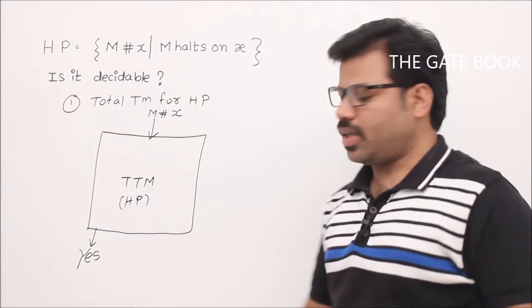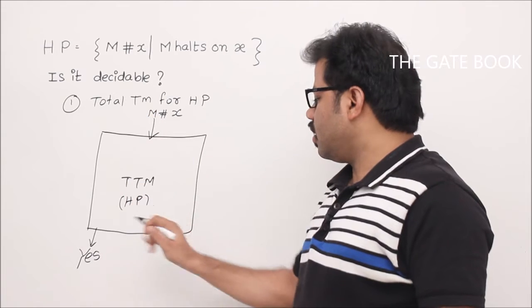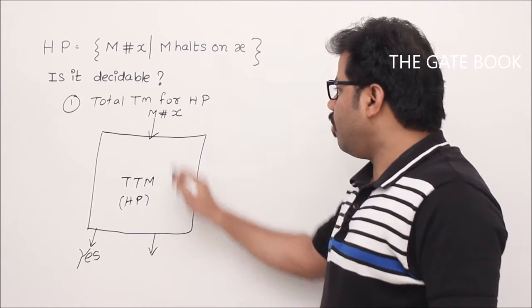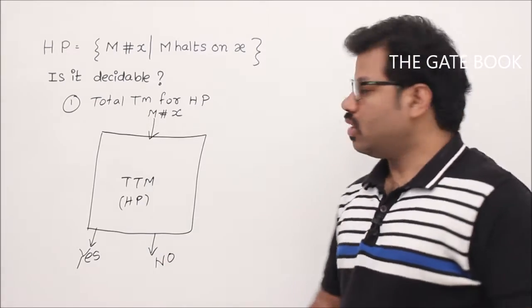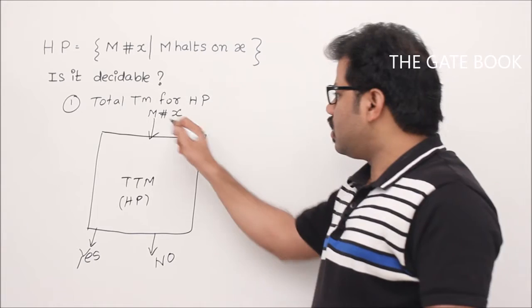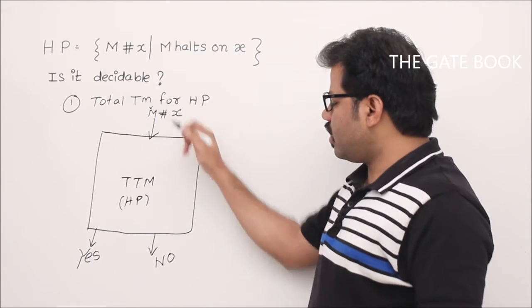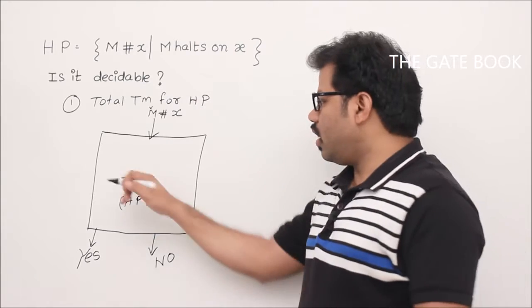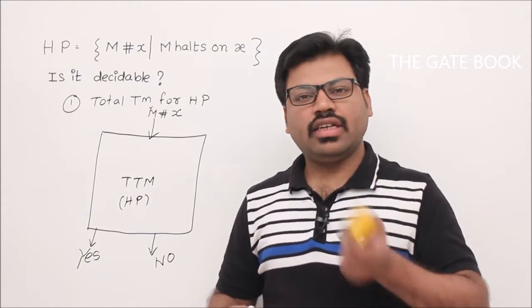I use yes also sometimes interchangeably. Yes means it is accepting. The total Turing machine is saying that yes, m halts on x. Now, if m does not halt on x, it says no. Sir, what if m is not a Turing machine code at all, that means it's not a valid code? Otherwise if m does not halt on x, in all these cases it is going to say no. Then only will it be a total Turing machine. Remember, a total Turing machine should always decide yes or no.